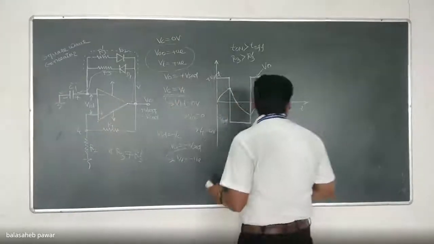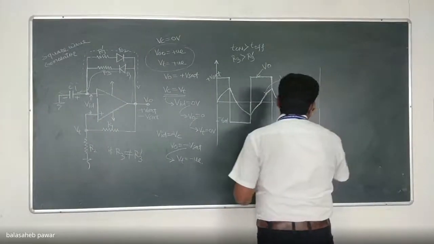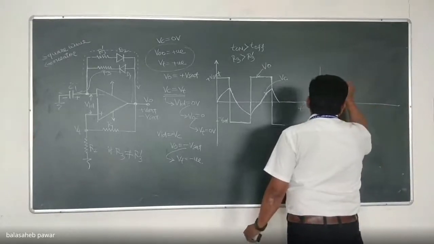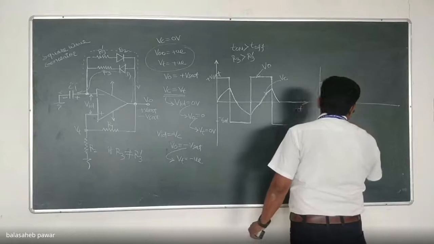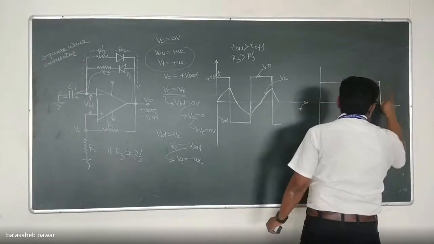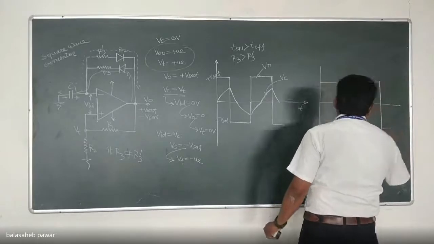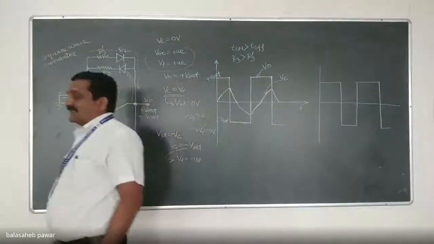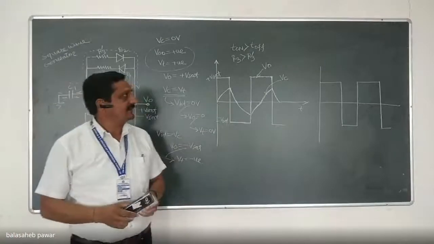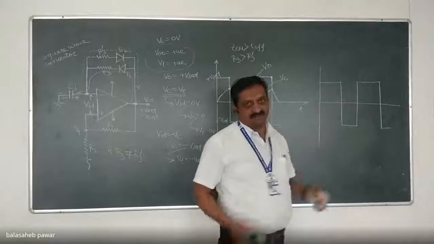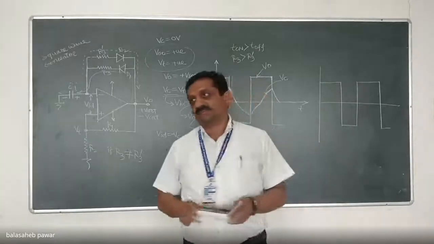And hence the obtained waveform for such a square wave generator will be somewhat like this. Its on period is greater than the off period. And we can call such an oscillator an asymmetrical oscillator or asymmetrical square wave generator. Right?